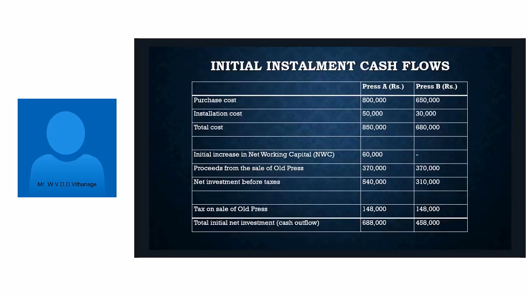For the initial investments, the purchasing cost of Press A is 800,000 and the installation cost is 50,000. Press B is 650,000 and the installation cost is 30,000. Press A will incur an additional 60,000 of working capital. Since I'm doing a replacement analysis, I always have to calculate the differential cash flows. Therefore, I have to include the selling price of the existing machine, which is 370,000, and the tax on that is 148,000. Finally, the initial investment cash flow is 188,000 for Press A and 458,000 for Press B.